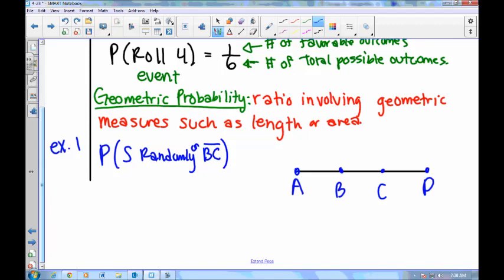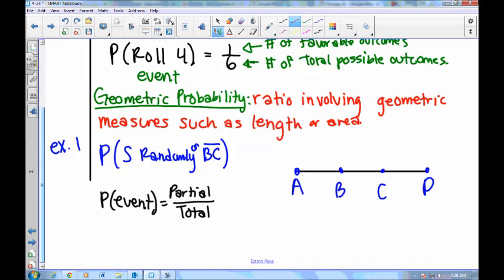What's the probability that we'll randomly place a point S somewhere on the segment, and that it will actually land on BC? So, remember, probability of the event essentially is the partial divided by the total, or the whole.